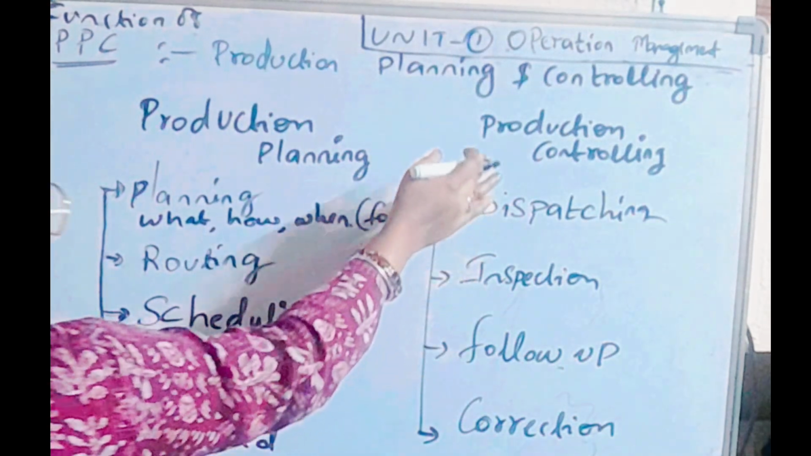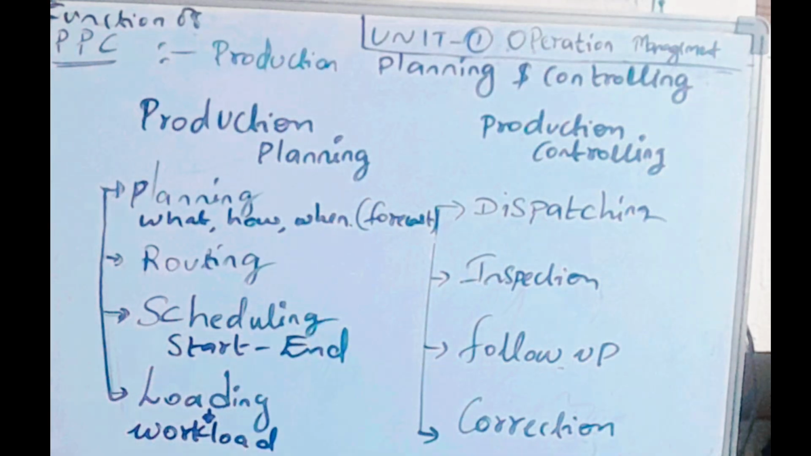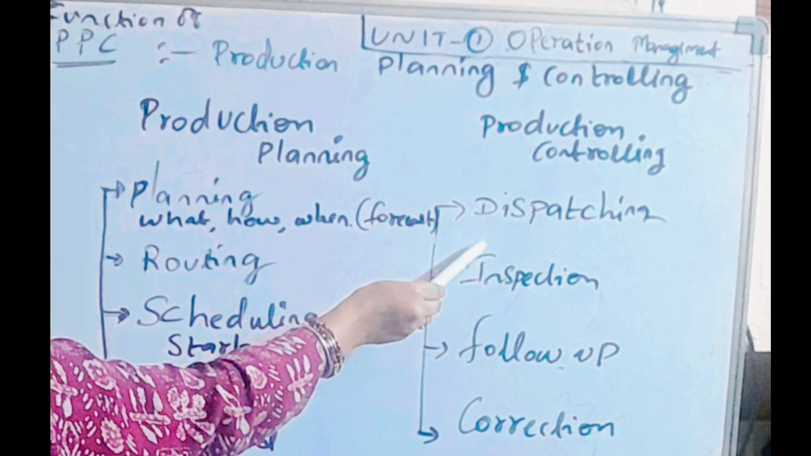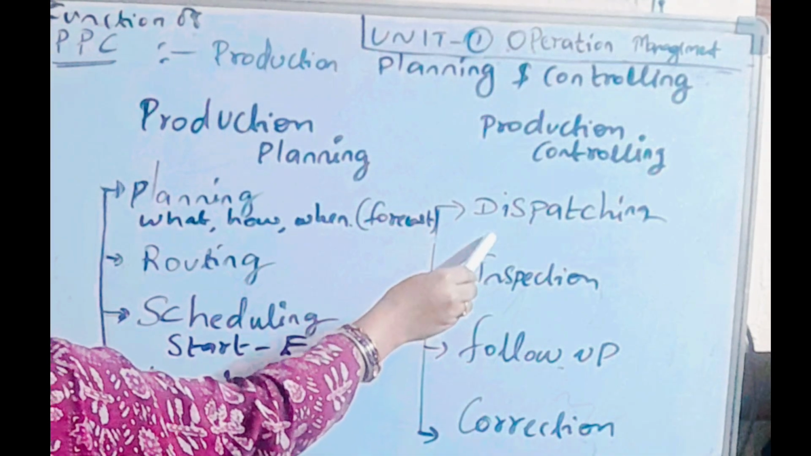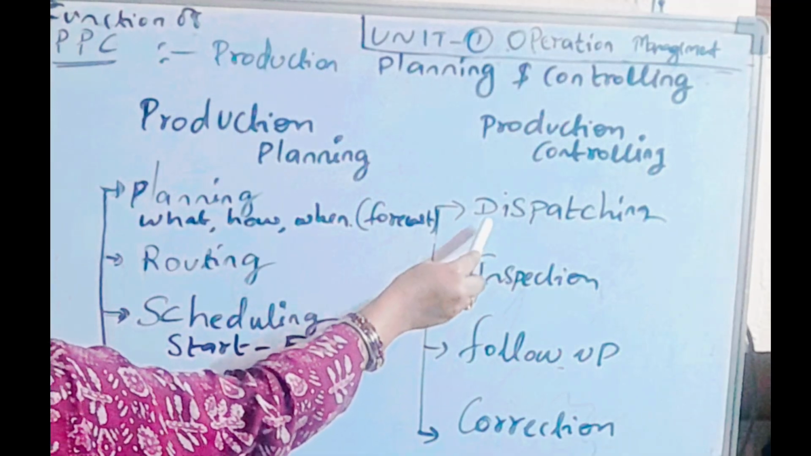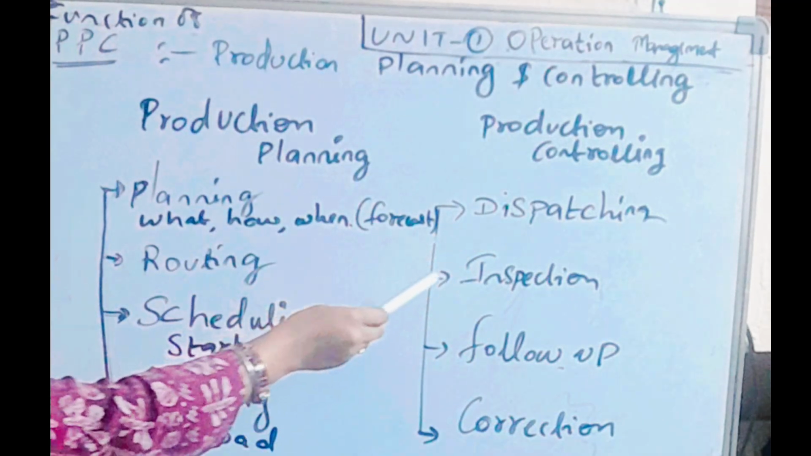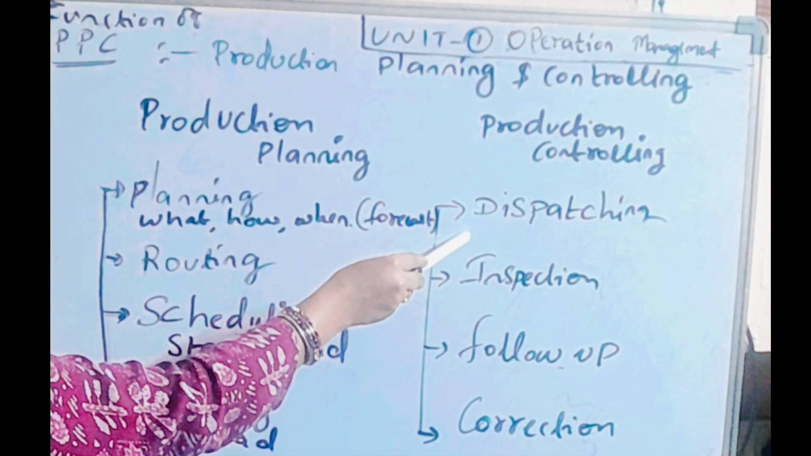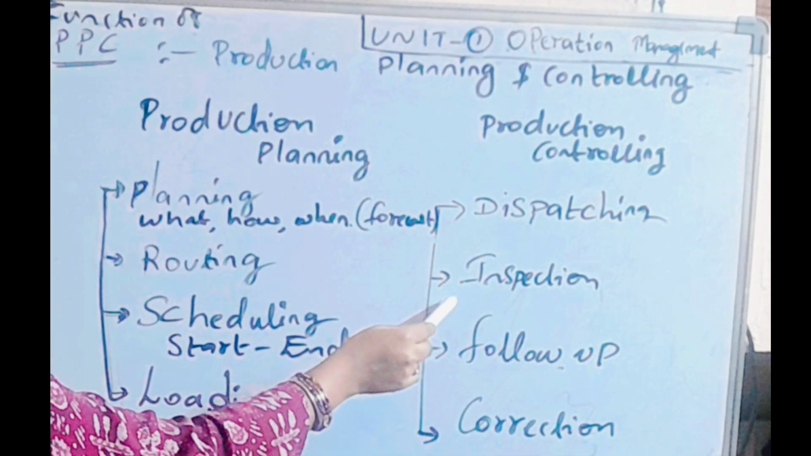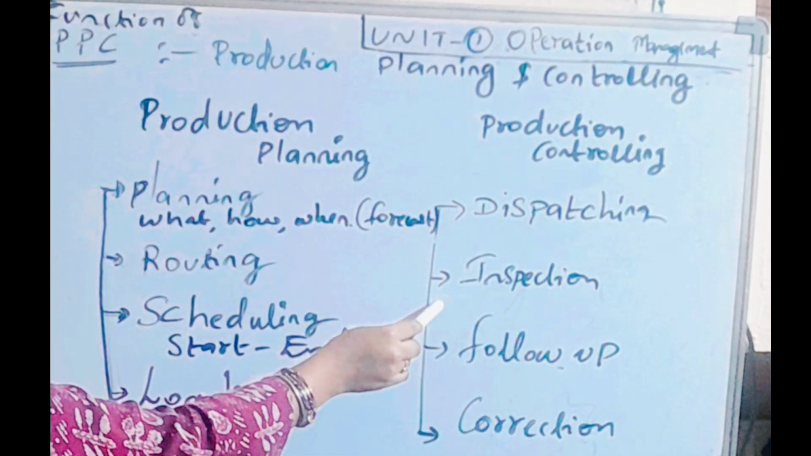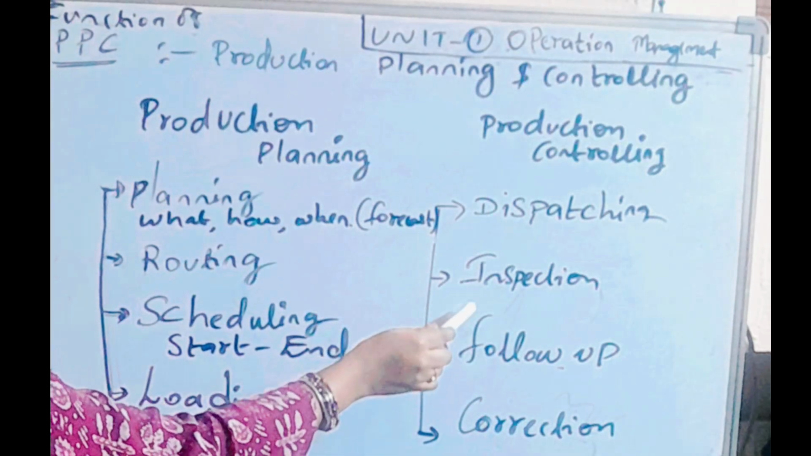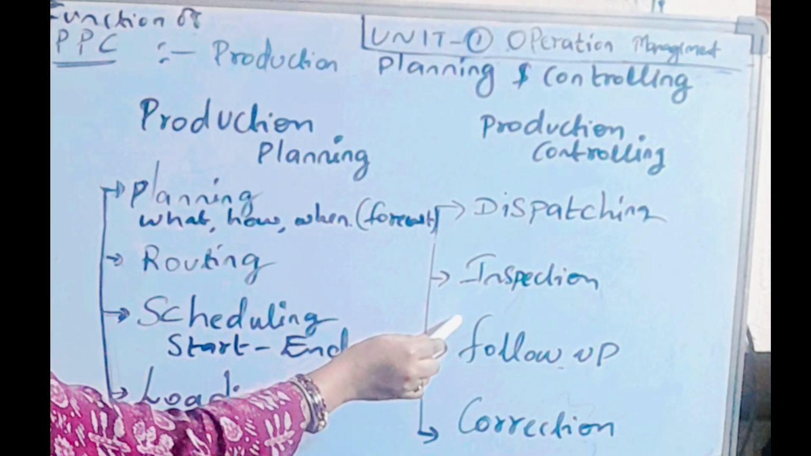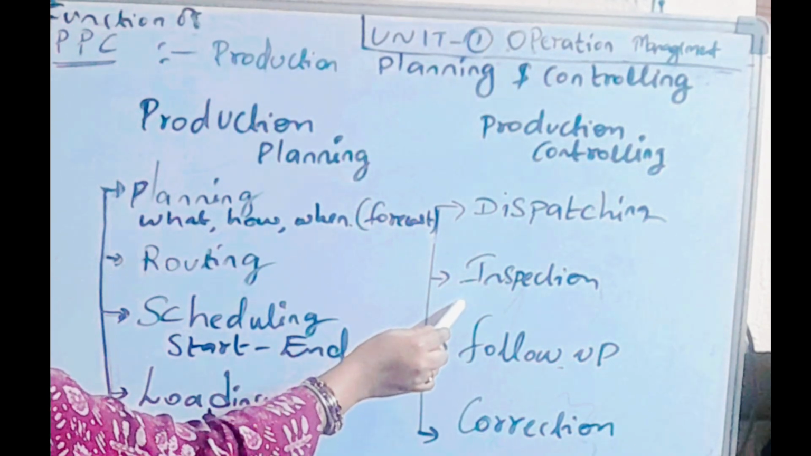Now coming to production controlling. Here the first one is dispatching: issuing orders and instructions to start production, which includes work orders, material requisition, and job tickets. Now inspection: checking the quality of materials and finished goods, and ensuring production meets quality standards.